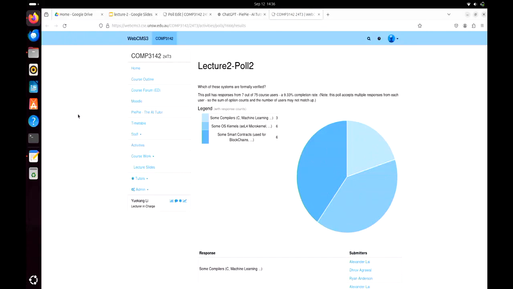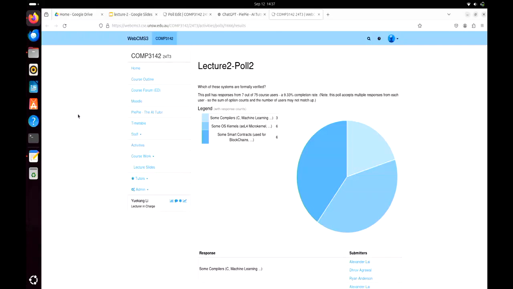Actually, all the software systems in the options are formally verified in the real world. For some, but not all, compilers, some compilers are formally verified, and some operating system kernels are verified, especially those operating systems used in critical scenarios, like those used in airplanes. So they are formally verified by human experts.